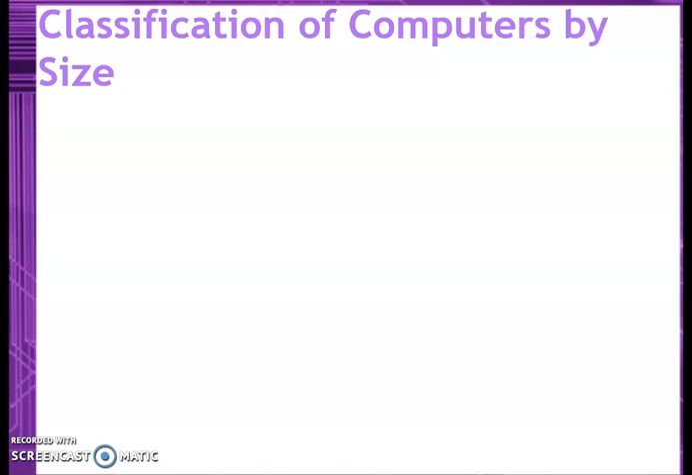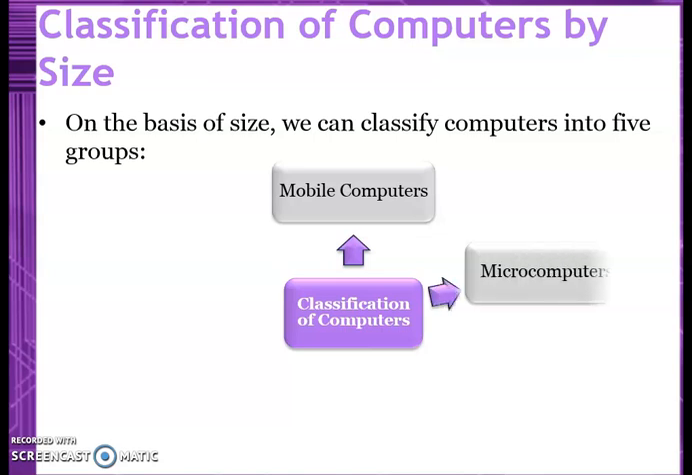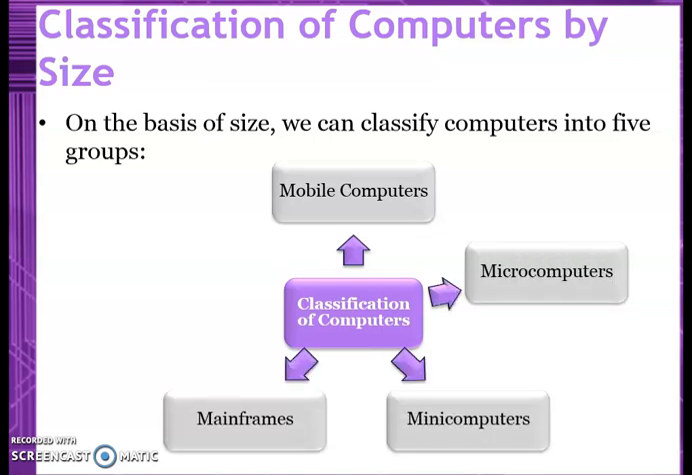Classification of computers by size. On the basis of size, we classify computers into 5 groups. The groups are mobile computers, microcomputers, minicomputers, mainframe computers, and supercomputers. These are the 5 main groups in which computers are classified.